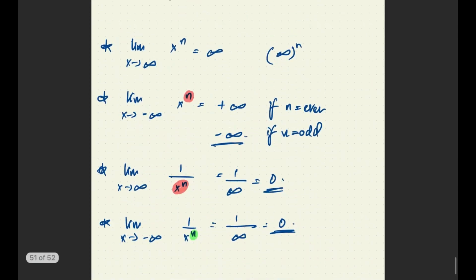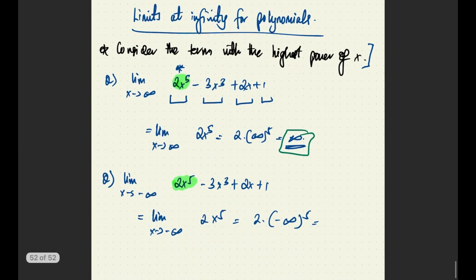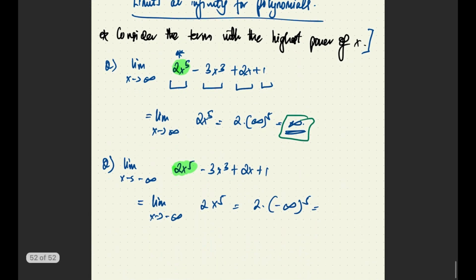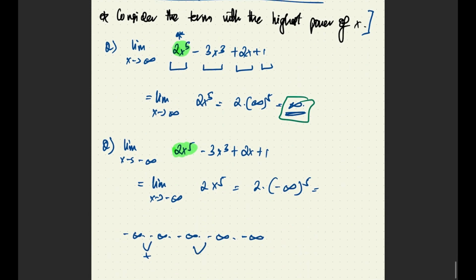So remember this part over here, we need to be careful whether the power is an even or an odd power. So in this case over here, we know that 5 is an odd number. So multiplying a negative number by itself an odd number of times. So for example, you have minus infinity times minus infinity times minus infinity times minus infinity times minus infinity. So this is going to give you positive, this is going to give you positive, and this is going to remain negative. So the overall sign is going to be a negative.